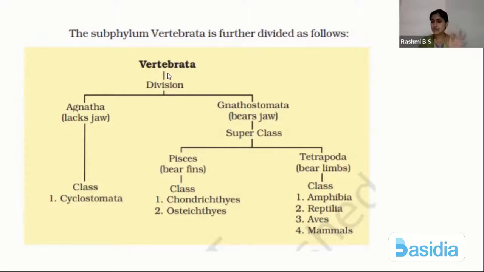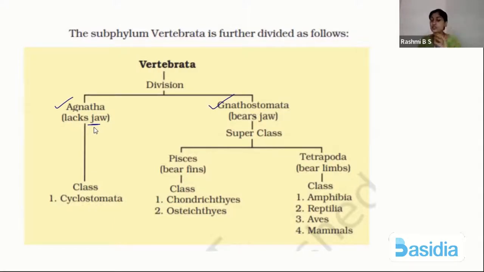I'm going to give you some tricks here to remember the names. The subphylum vertebrata under chordata is divided into two divisions, namely agnatha and gnathostomata. How to remember? Agnatha sounds like a Sanskrit word. Agnatha lacks jaw. Some vertebrate animals don't have jaw. Jaw means this is the lower jaw, this is the upper jaw.